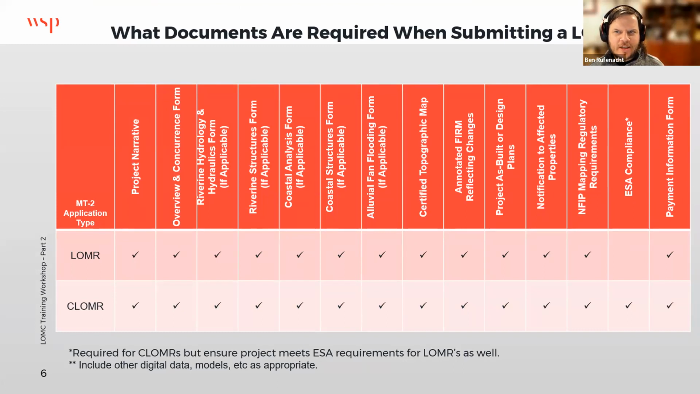So what do we need to complete these forms? Here's a nice checklist, and you can see that there's only one blank in this table, and that is for ESA compliance on a LOMR. But we have this asterisk here that says you should do it anyway. Really, we're assuming that we've already gone through our due diligence in our CLOMR process, and that's why we don't need it for the LOMR. It's already been constructed. It's already gone through that process, but you should do the check if you did not go through this process.